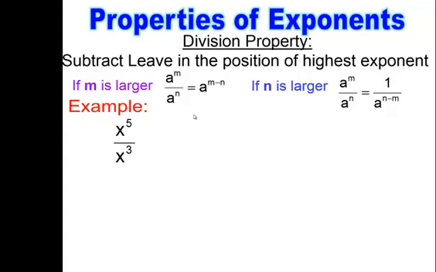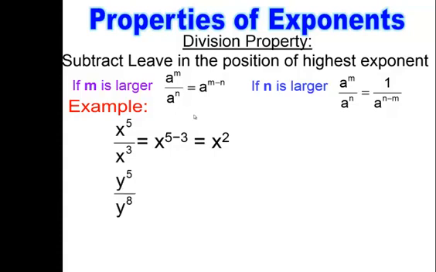So here's an example. We have x to the 5th over x to the 3rd. The first thing I'm asking is, where's the higher exponent? Well, the higher exponent's up top, so I'm going to subtract, and I'm going to leave it up top. So we end up with x to the second power.